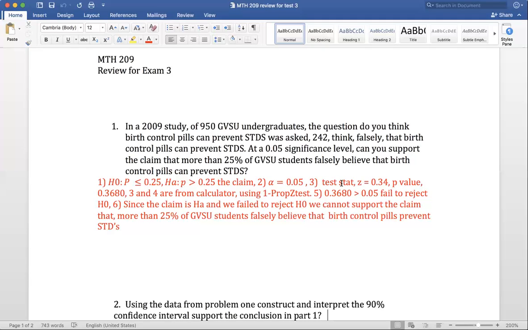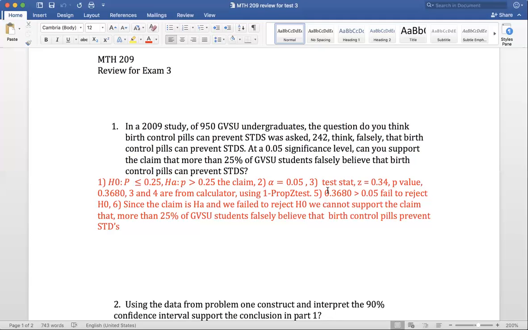Our test stat: anytime you have to calculate a test stat or a p-value, use your calculator. Put all this stuff into the calculator like we talked about earlier and come up with that p-value and/or test statistic. And I repeat, 3 and 4 from the calculator. So we get a test stat of 0.34 and a p-value of 0.3680, using a one prop z-test.